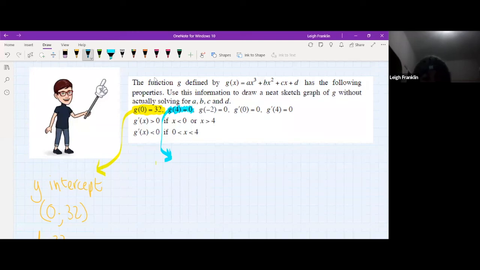Good job. So that is an X-intercept. Y is 0 when X is 4. Yes, you've all got it. What does this bit mean?